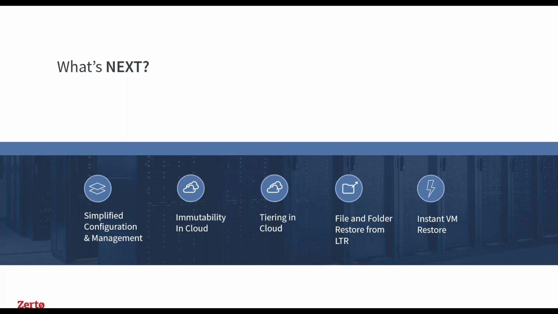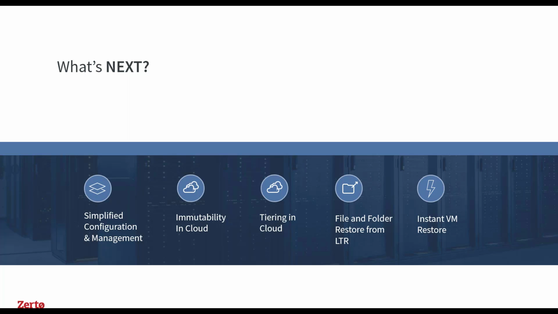We're going to support immutability for those cloud targets. We're going to support the different tiering options in cloud targets, going from AWS S3 into Glacier, for example, or going from Azure's blob storage into Azure Archive. We're going to support file and folder restores directly from those long-term retention targets.